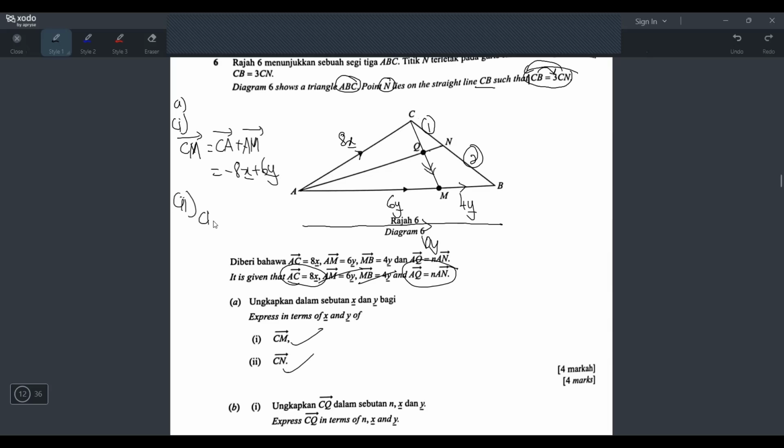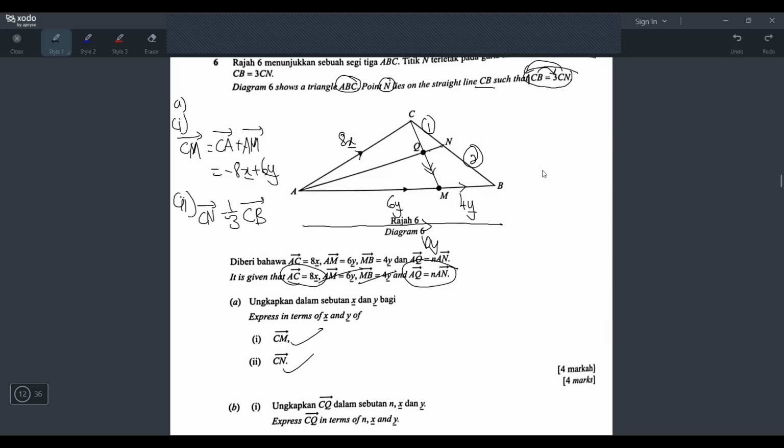CN vector. So vector C to N. Which one is C to N? This one is C, this one is N. Okay, C to N vector, although I don't have vector C to N, I have its ratio. And can you tell me CN vector is actually a part of which vector? CN vector is a part of CB vector. Because C to N is actually a portion of C to B. C to N is one portion, C to B is three portions. It means CN is actually 1 over 3 CB.